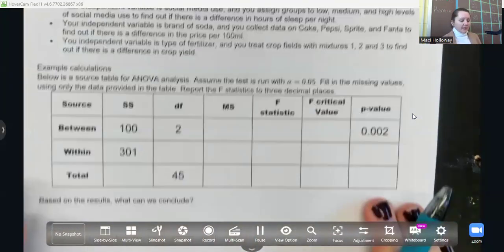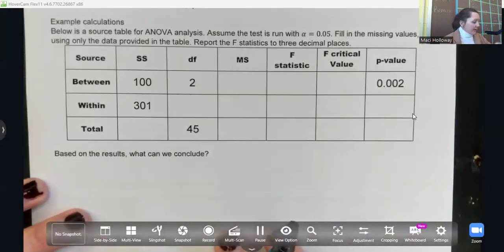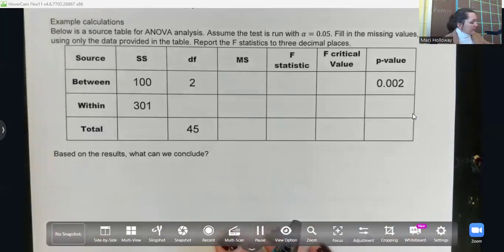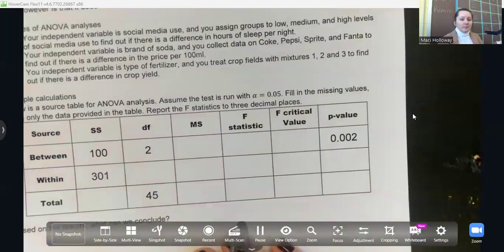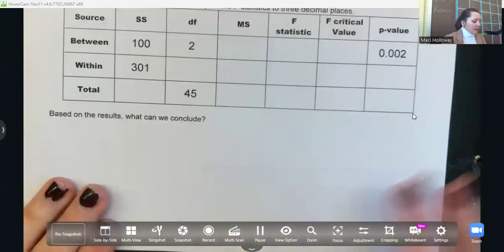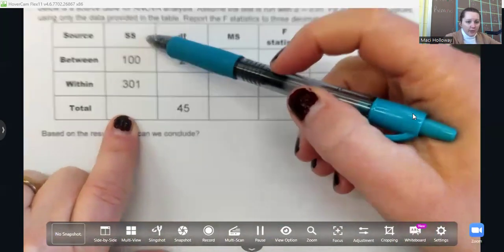So you'll see something like this probably in your homework. I'll give you a second to look at it. All right, so let's look at our first column here, the sum of squares.